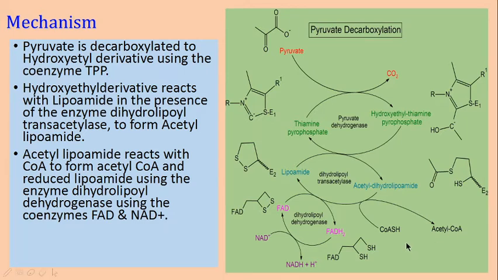Finally, this FADH2 will be converted again into FAD with the help of another coenzyme called NAD+. This NAD+ will remove the two hydrogens to be converted into NADH plus H+. So finally, this is the reaction. At the end of the pyruvate dehydrogenase complex reaction, pyruvate is converted into acetyl CoA, utilizing coenzyme A and NAD+.